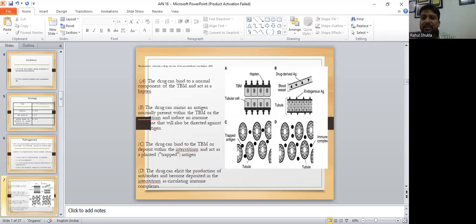The third pattern is that the drug itself can bind to the tubular basement membrane or deposit within the interstitium, and it may act as a planted or trapped antigen against which the antibody forms, and that ultimately leads to interstitial nephritis. The fourth pattern is that the drug can produce some antibodies and become deposited. So this immune complex gets deposited in the interstitium as a circulating immune complex. So these four types of injury can be seen in these types of patients.